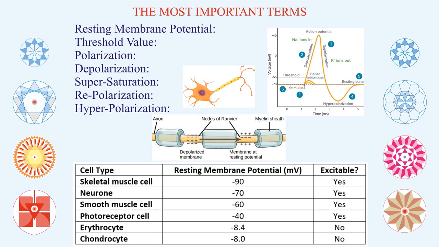And terminology such as resting membrane potential, the electric potential at rest. Threshold is when the stimulus goes to depolarization, then polarization, depolarization, supersaturation, repolarization, hyperpolarization, which has to be understood, and also the resting membrane potential of different cells. You have both excitable and non-excitable. Skeletal muscle is nearing -90, neurons around -70, smooth muscles are -60, photoreceptors are -5, and these are excitable. Other cells also have a resting potential, but it is much lower, and there is no excitability.